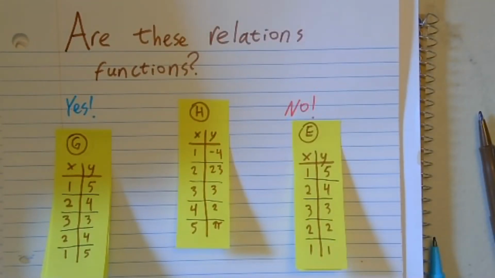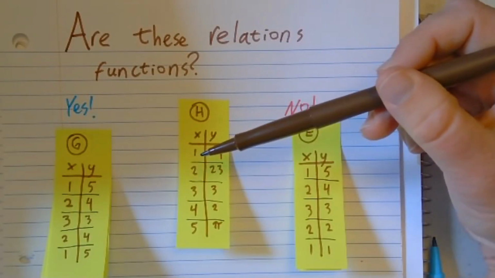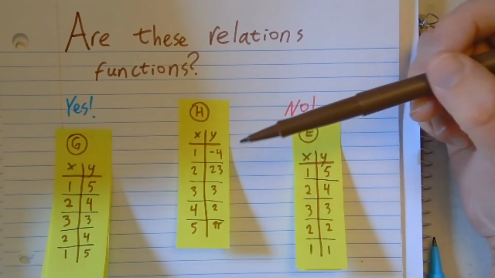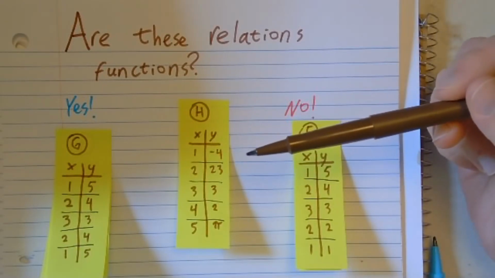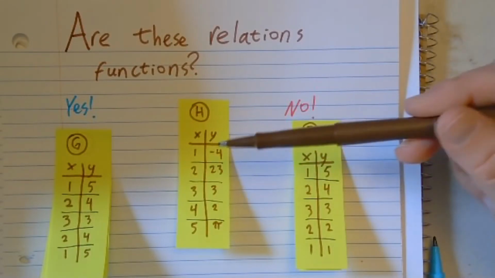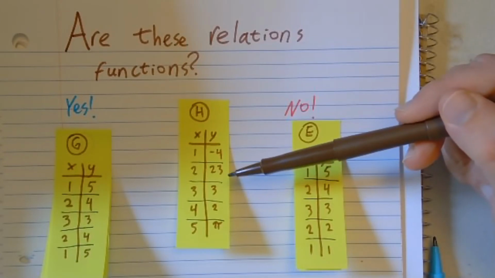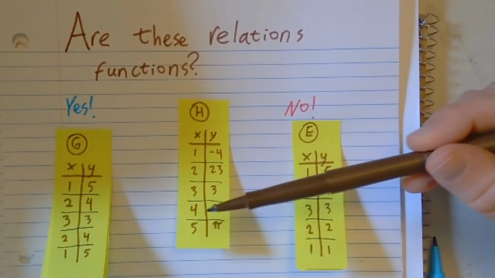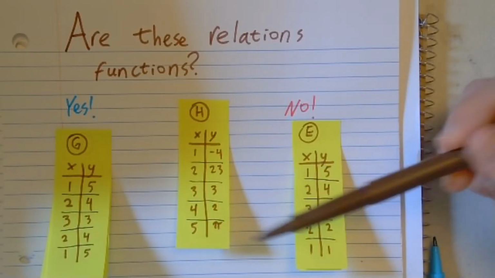Take a look at this one. Go ahead and pause the video and take as much time as you need to look at this one. So this one, 1 goes to -4. That's fine. It can go to negative numbers. None of my other examples have been negative, but that's okay. 2 goes to 23. I'm not really seeing a pattern here, but 3 goes to 3, 4 goes to 2, and 5 goes to pi.